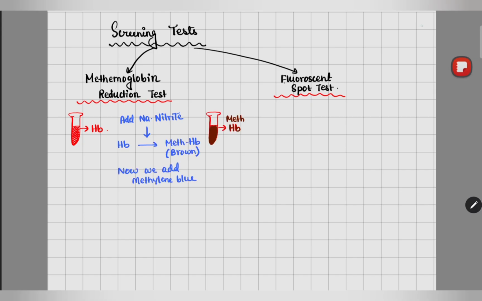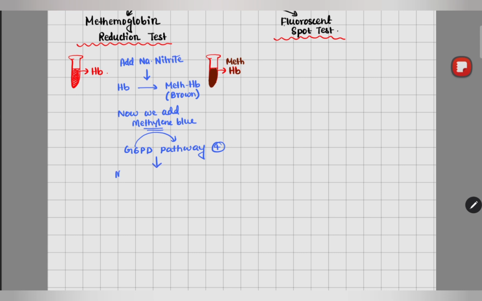brown. Now, if we add methylene blue, this will activate the G6PD pathway. If G6PD is present in the blood, then this brown color will convert back into red color because methemoglobin is converted back to hemoglobin. But if G6PD is deficient, then there will be no color change.